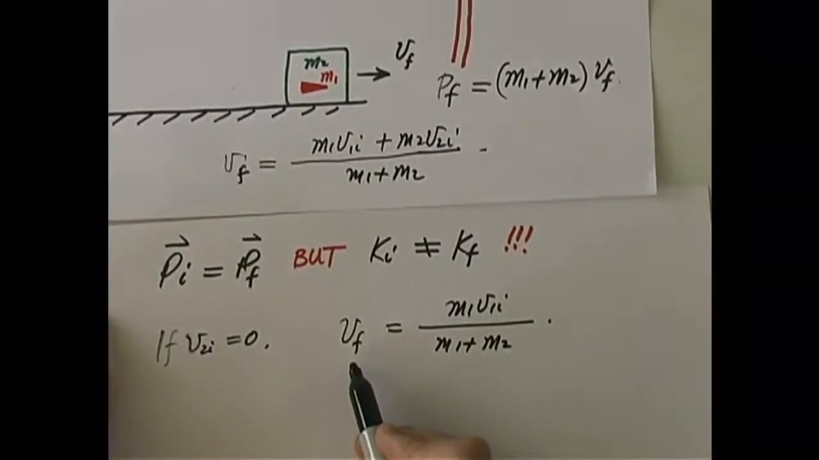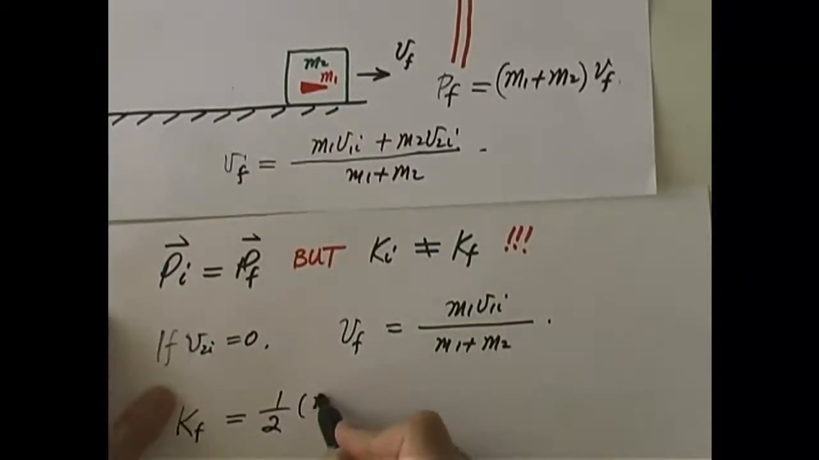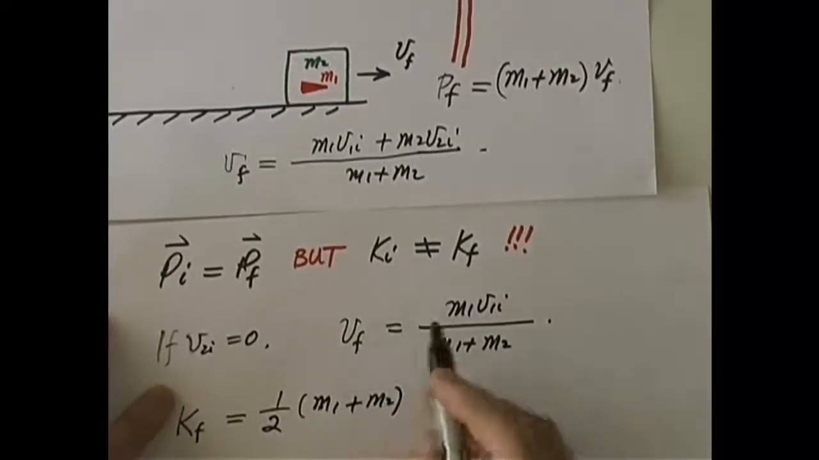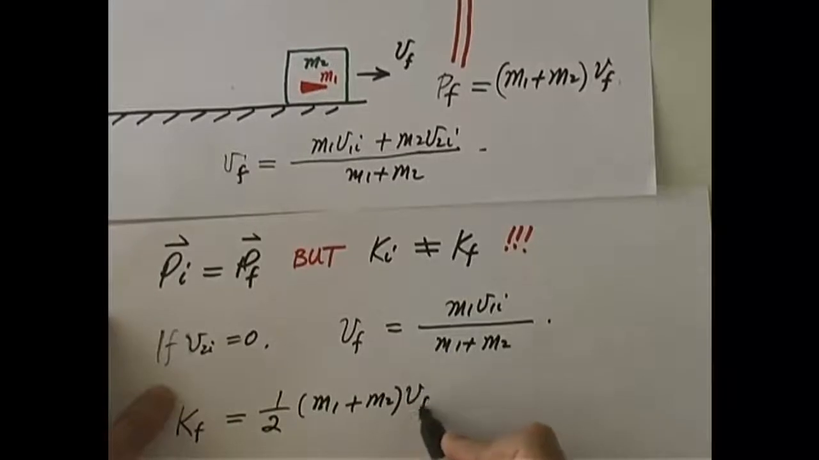Of course, you can find the final kinetic energy of the system, right? So the final kinetic energy equals 1/2 times the total mass M1 plus M2 times the final speed squared, this V final squared. Now, you plug in V final from here, and you just work out the algebra.